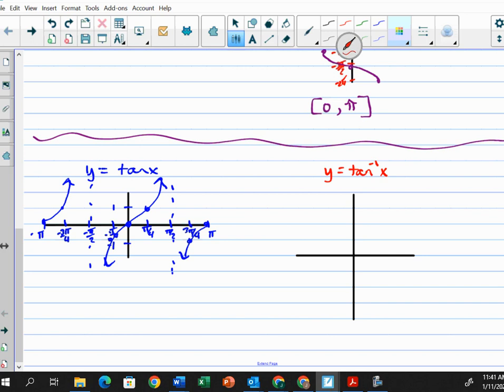So guys, what's going to happen on your inverse this time? It's going to be sideways. What kind of asymptotes are we going to have?